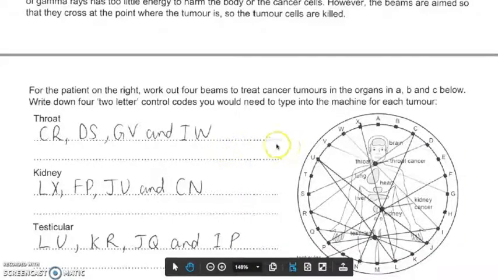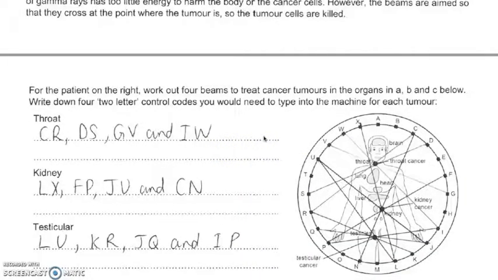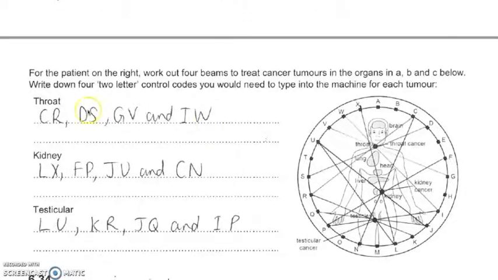So for the patient on the right, work out 4 beams to treat cancer tumours in the organs in A, B and C below. Write down 4 2-letter control codes you would need to type into the machine for each tumour. So obviously for the throat, which is there, we're going to do C and R. So if we've got C is here and R, we're going to send one ray there, D and S there as well, and so on.